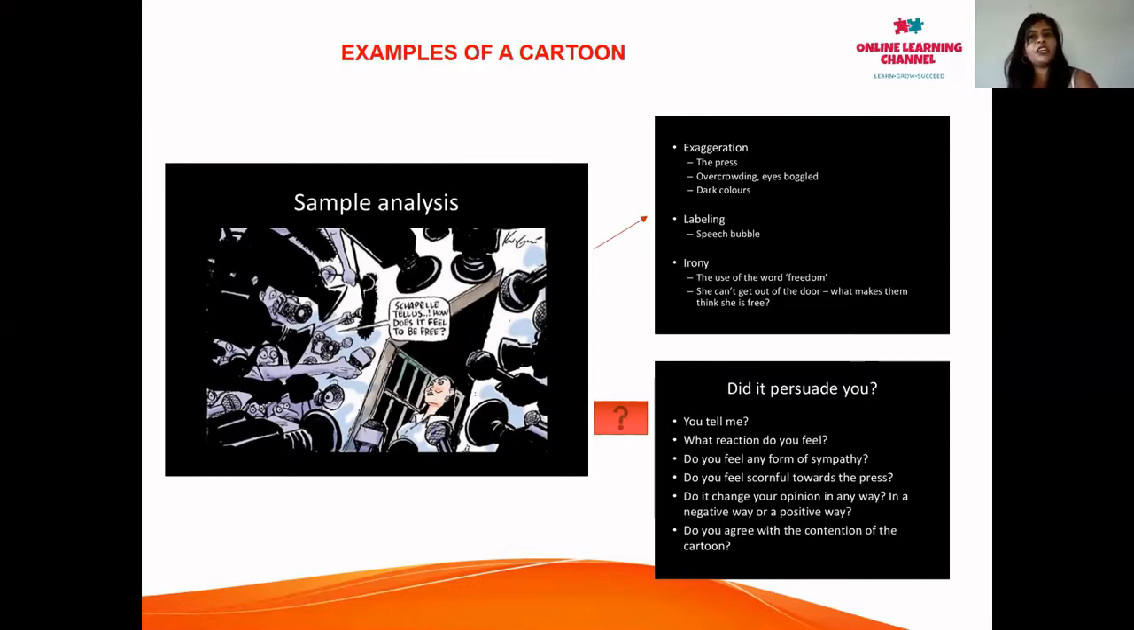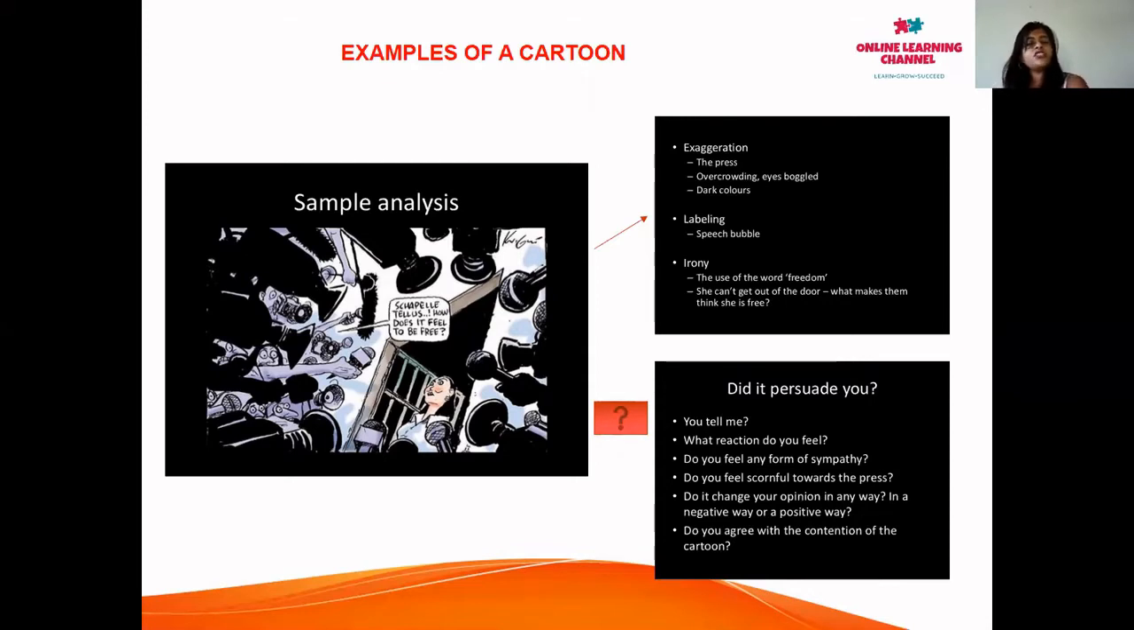a form of exaggeration. Your labeling, which is your speech bubble. Your irony, the use of the word freedom. If you look at your little speech bubble, it says, Chappelle, tell us, how does it feel to be free? Irony, the use of the word freedom, and she can't get out of the door. What makes them think she is free?